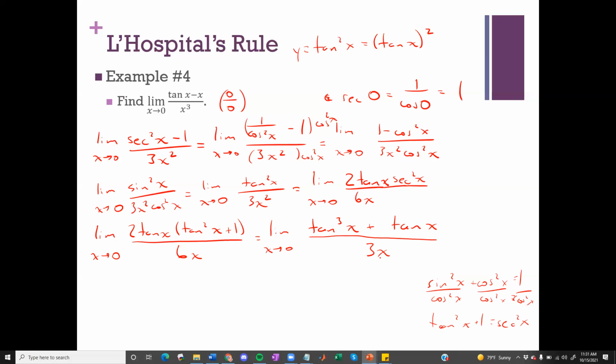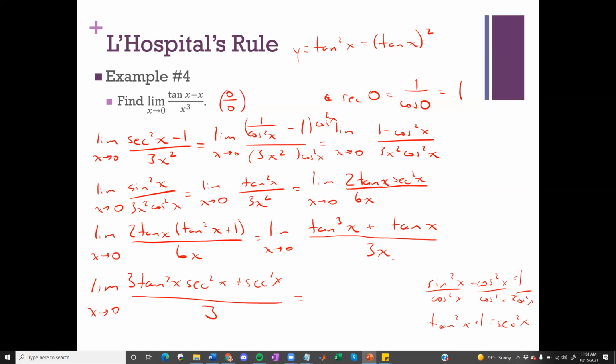All right, so are we still in an indeterminate form? Hopefully you can see that we are. We already said that tangent of 0 is 0. So I'm going to take a derivative one more time. So that'll be 3 tangent squared of x times secant squared of x plus secant squared of x, all over 3.